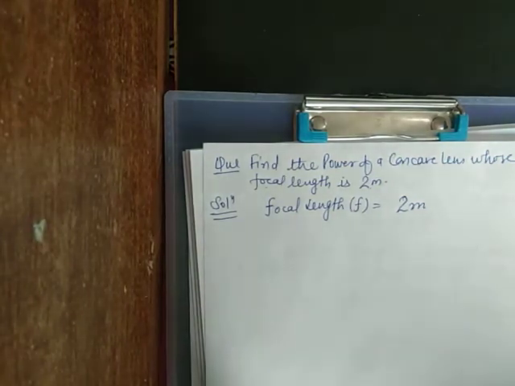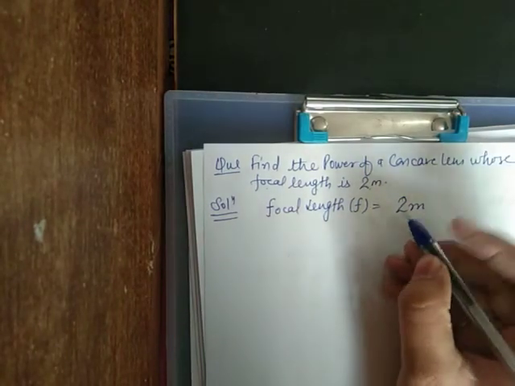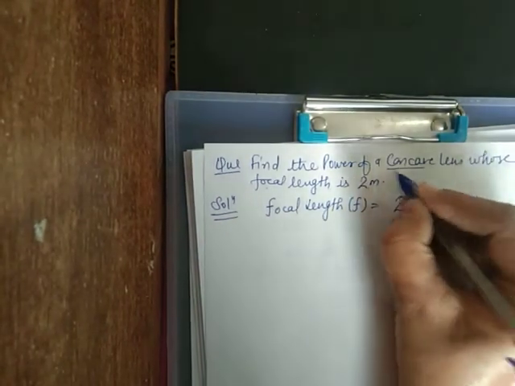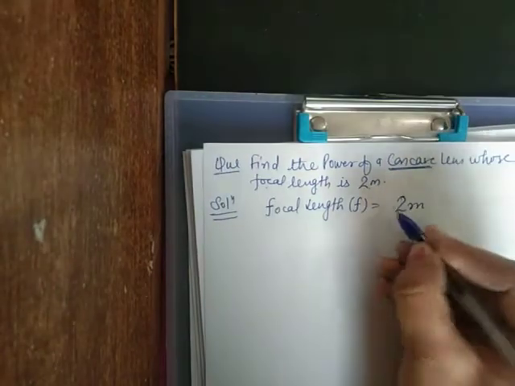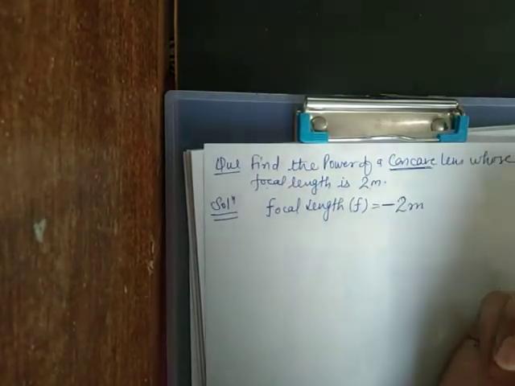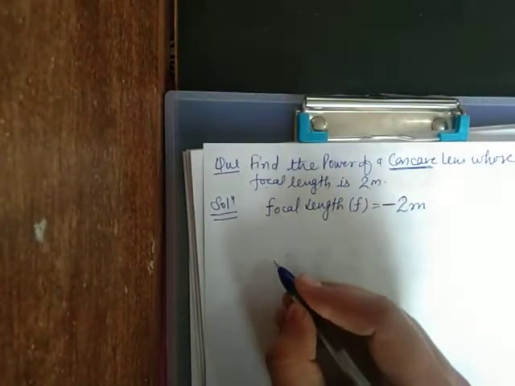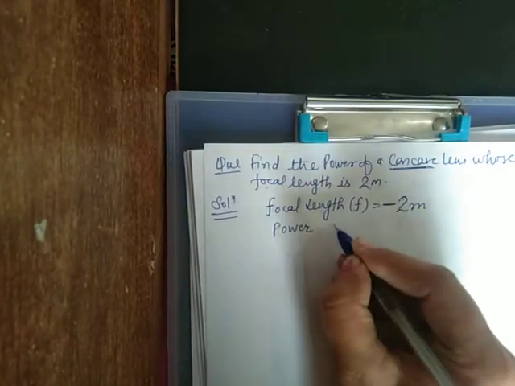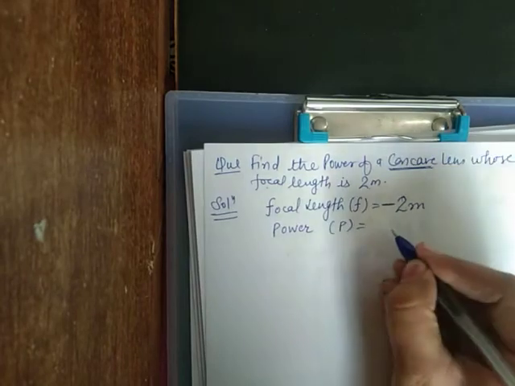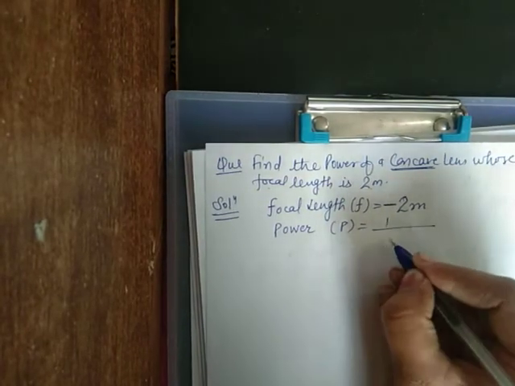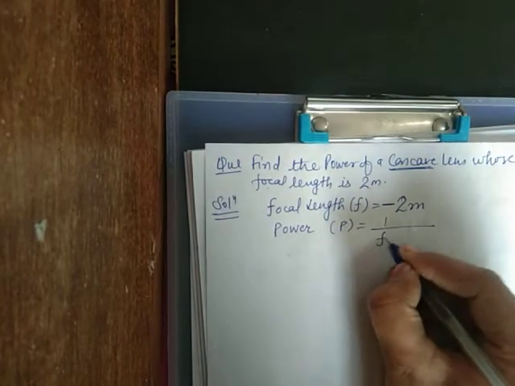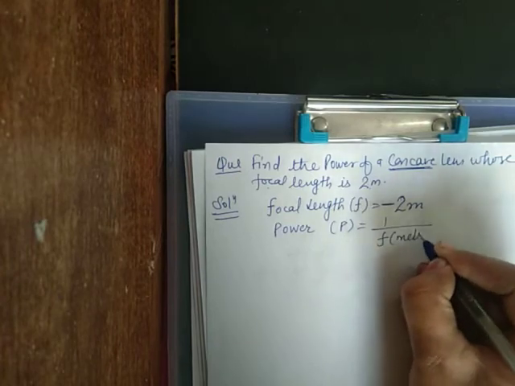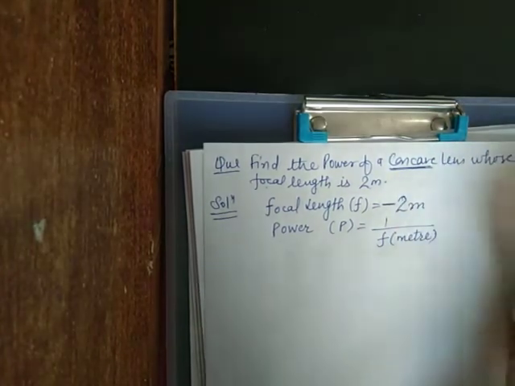In each and every numerical that deals with light, reflection and refraction, sign must be considered. We are provided with which lens? A concave lens, and a concave lens has negative focal length. So negative focal length is given. What do we have to find out? Power. And what is the formula of power? Power is 1 upon focal length, but focal length is in meter.